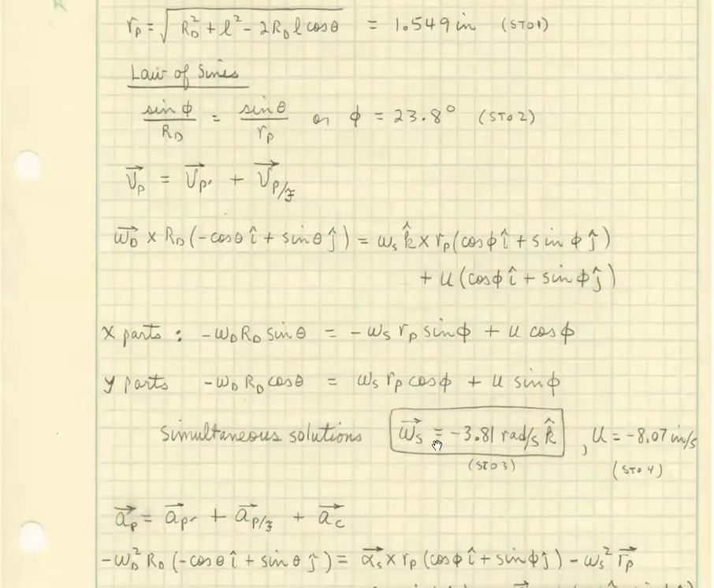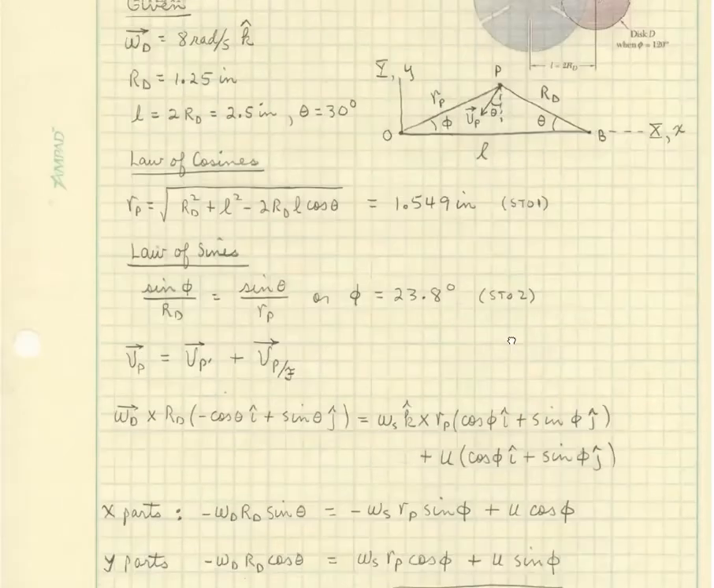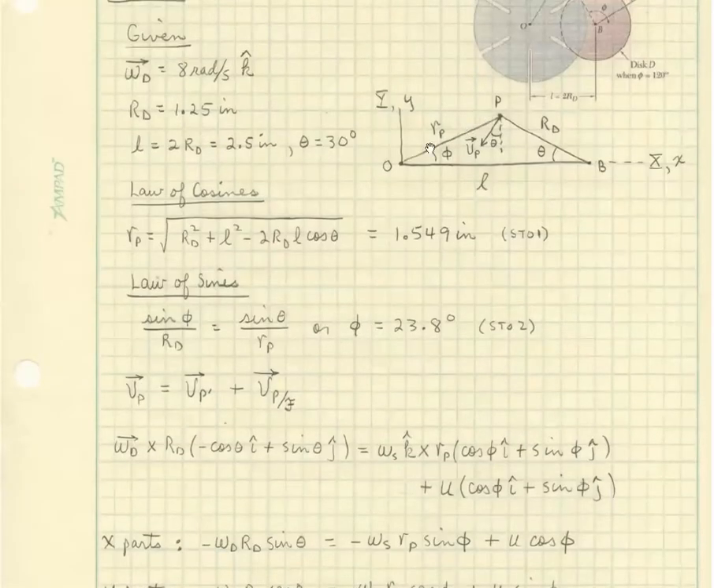Simultaneous solution yields omega spin equal to negative 3.81 radians per second, which means it is going clockwise, which you can see from the mechanism it would. And U has a value of minus 8.07 inches per second, which means that it is approaching the origin, meaning that it's moving in this direction.